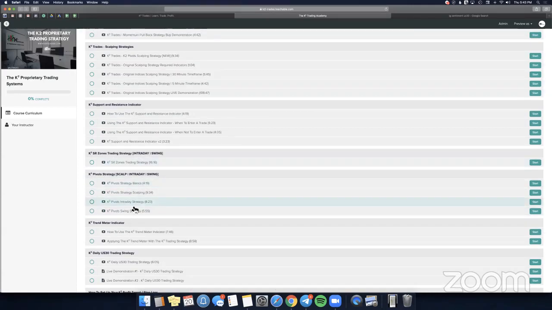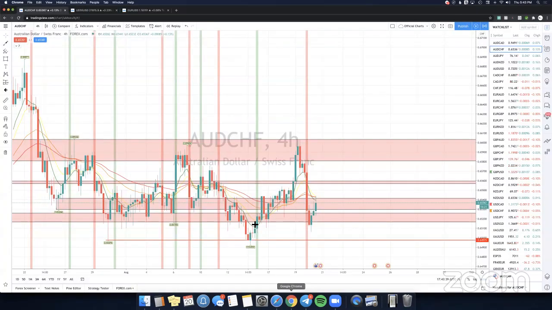Sometimes I use the pivot strategy, but that's because these are intertwined. So usually if there's an entry for this one, there's an entry for this one. They both line up very well. And if I see an entry for both, then I'll for sure take that trade. I'm going to go heavy on that trade because I know I have almost 100% certainty that trade's going to hit.